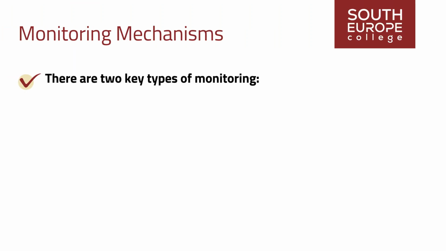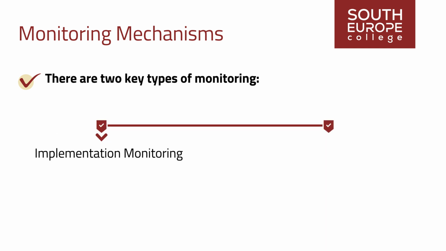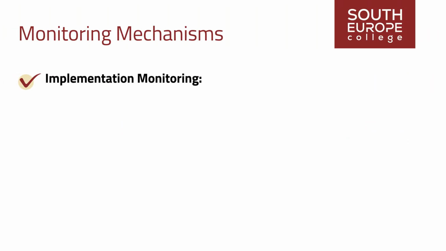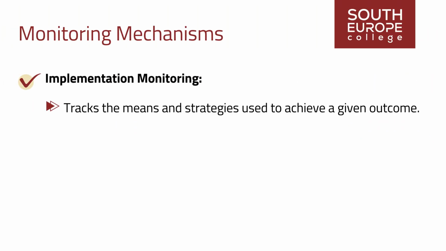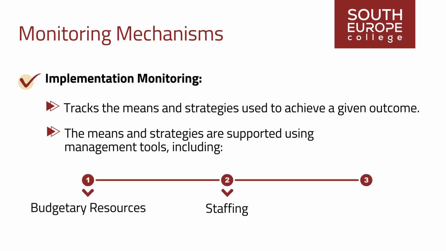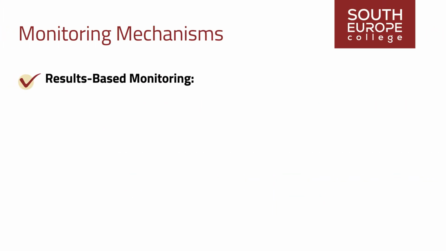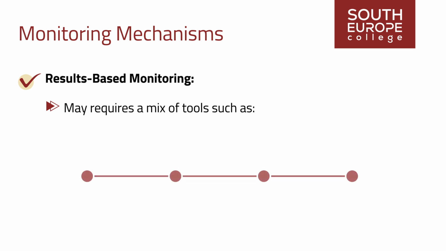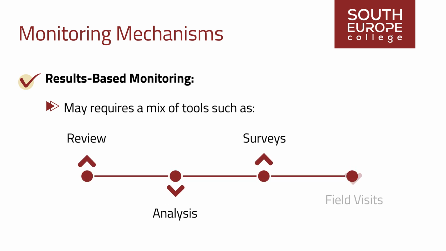There are two key types of monitoring: implementation monitoring and results-based monitoring. Implementation monitoring tracks the means and strategies, inputs, activities, and outputs found in annual or multi-year work plans used to achieve a given outcome. The means and strategies are supported using management tools, including budgetary resources, staffing, and activity planning. Results-based monitoring may require a mix of tools such as review, analysis, surveys, and field visits.